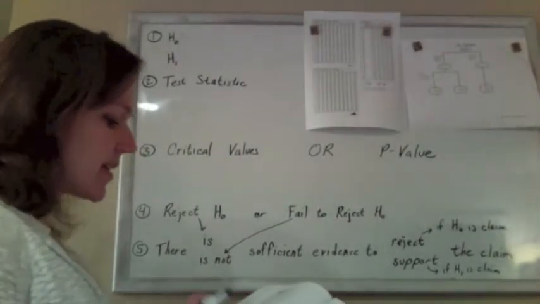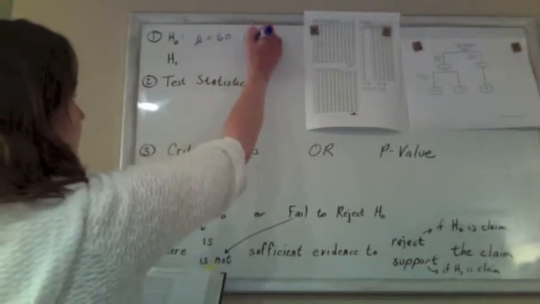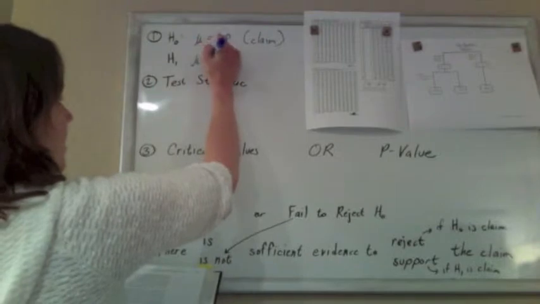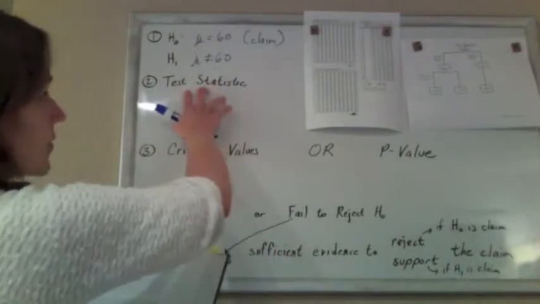Okay, so we want to test the claim that the mean is equal to 60 seconds. So mean equals 60 seconds, and this happens to be what we're claiming. Alternatively, it doesn't equal 60 seconds. Okie dokie. Time for the test stat.